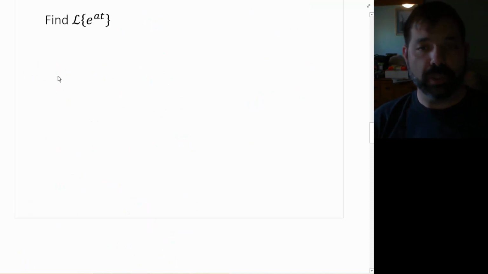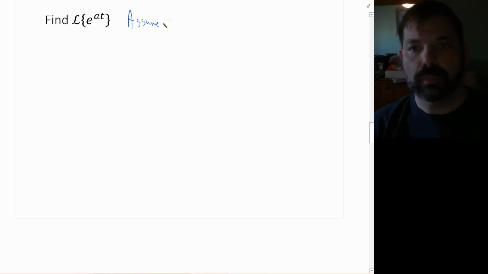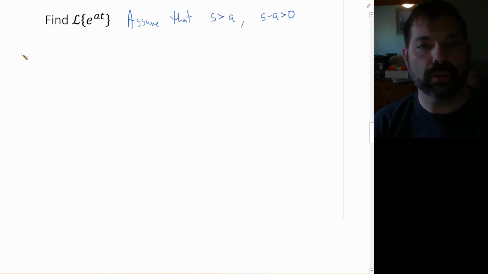Alright, so let's build another formula. We want to find the Laplace transform of e to the at. And let's assume that s, that's the s that we're using, is greater than a, which implies that s minus a is greater than 0. We'll make that assumption. We're going to need to use that later.